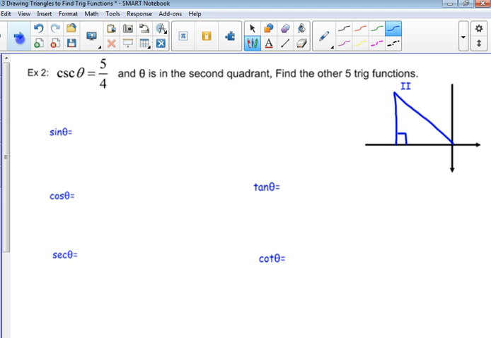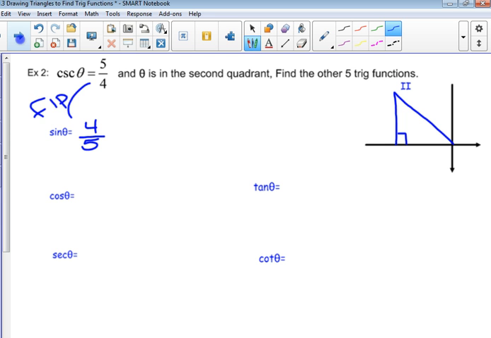And when you guys are doing your labeling, well, cosecant is kind of hard to label. What would you guys want to really do first? Negative sine. Yeah, so what's the sine going to be? 4. Good, 4 over 5. Perfect, you just flip. Nice work.